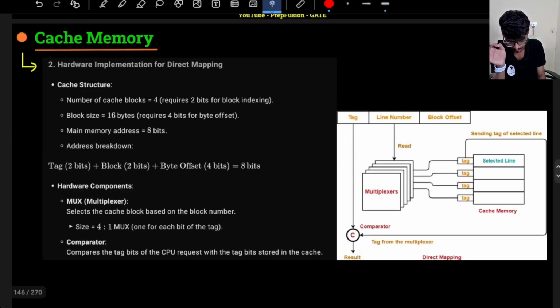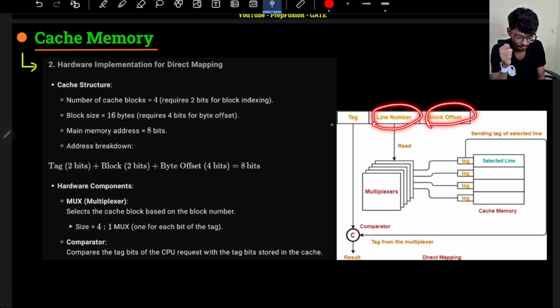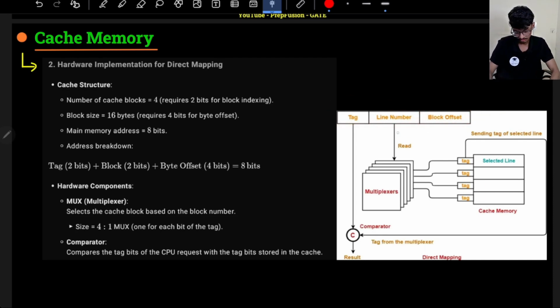So here I have three elements. One is the block offset, that is the byte offset. This one is my cache block number, and this one is the tag. Let's take a very basic example, where the number of cache blocks is 4. So how many bits will I require? I will require 2 bits. So my cache block number will have a length of 2 bits.